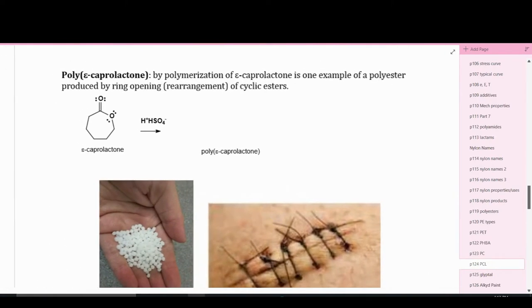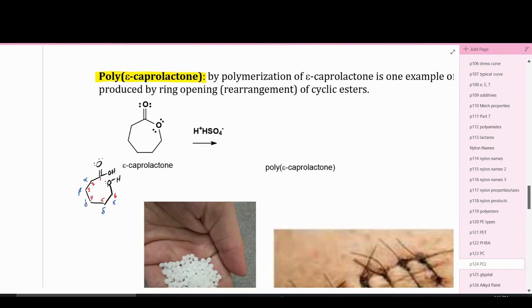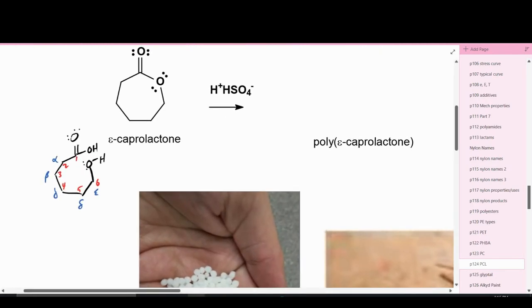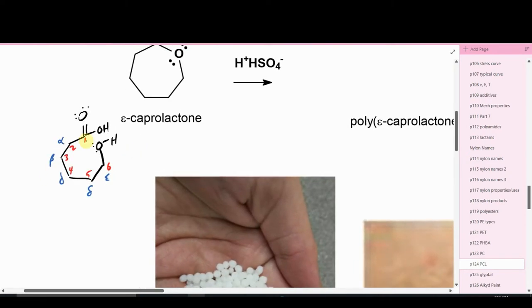All right, another polyester we want to look at briefly is poly-epsilon-caprolactone. So poly-epsilon-caprolactone is made by ring opening of a cyclic lactone, a cyclic ester called a lactone. Here I've drawn the lactone and the open chain form. So if you number this with me in IUPAC, this would be carbon 1, 2, 3, 4, 5, 6. That's 6-hydroxyhexanoic acid. And the ester from this would be 6-hydroxyhexanoic acid lactone.